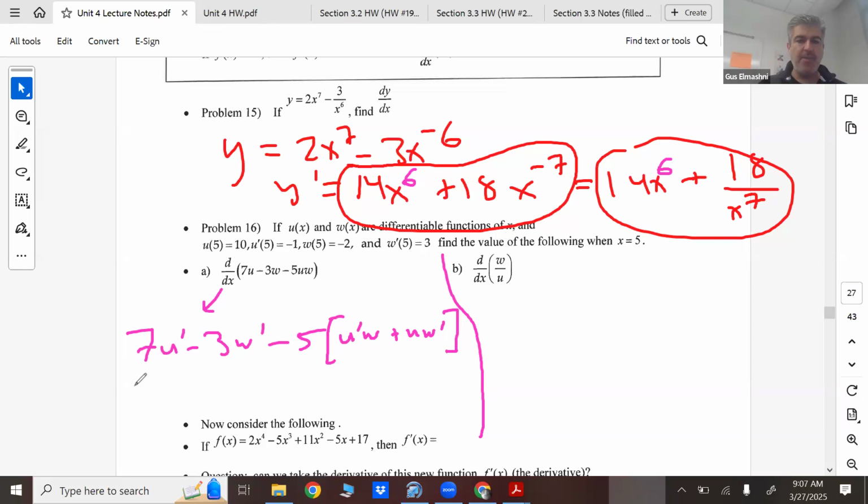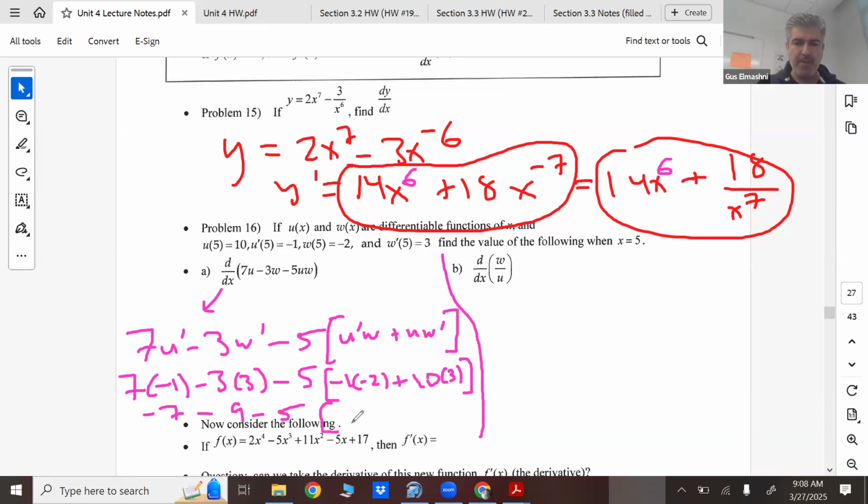So it's 7 times -1, because we're plugging 5 in, minus 3 times 3, right? Minus 5 bracket -1, plus 10. Just gotta really read this carefully. -7. Now I do care about you simplifying this, because this can be a multiple choice question on an AP exam.